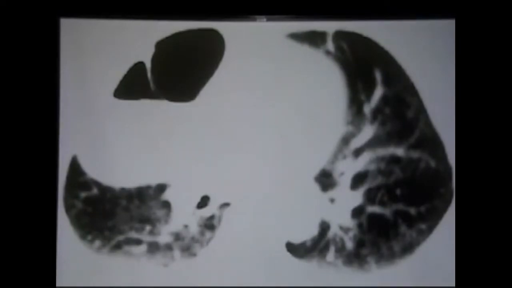Abscess. It's a trick question. It's neither. Okay, let me show you why. Here's a chest x-ray from a year before, normal PA. The lateral, the only thing you see is this curvilinear edge, which is a bulla.